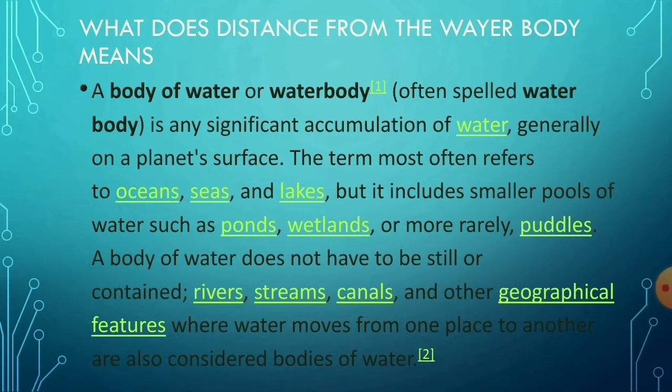Friends, what does distance from the water body mean? A body of water, or water body, often spelled waterbody, is any significant accumulation of water, generally on a planet's surface. The term most often refers to oceans, seas, and lakes, but includes smaller pools of water such as ponds, wetlands, or more rarely, puddles. A body of water does not have to be still; it can contain rivers, streams, canals, and others.